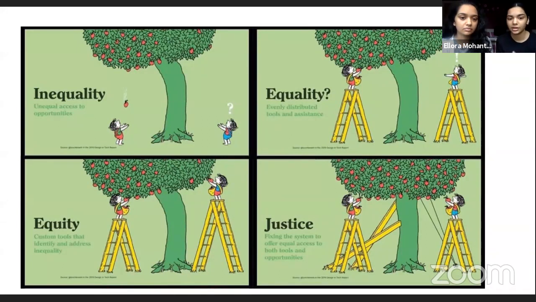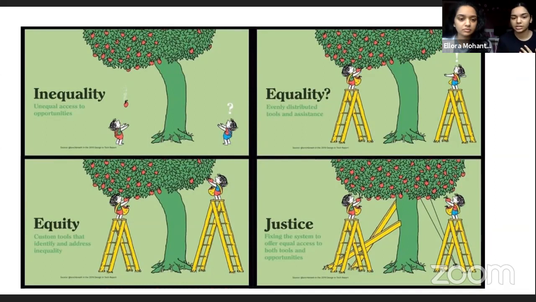And then the next one, equality, evenly distributed tools and assistance. Both people have the same tools to receive the apples. However, one person has more benefit as the tree/system is leaning more towards that one person. Versus in equity, custom tools that identify and address inequality. They both have ladders, but one person's ladder is adjusted so they have equal access to the apples.